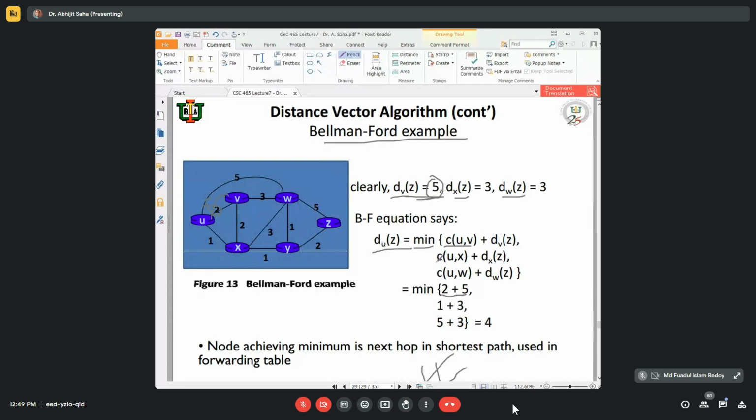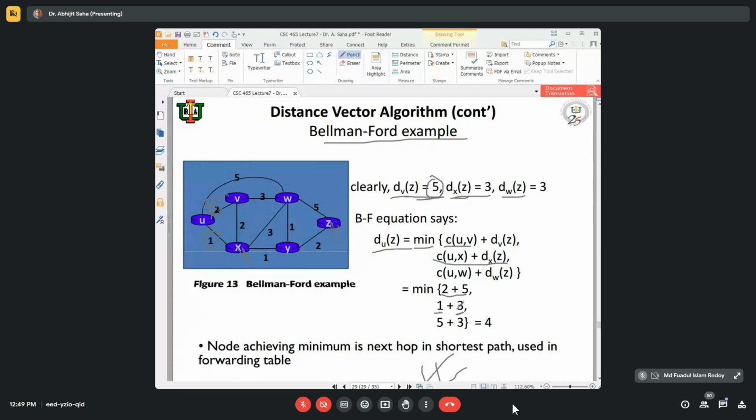Then another path is telling the cost of u to x. Your cost is 1. U to x, that is 1. And the cost of Dx to z. From x to z, what is the least cost path? That you have found here. Dx to z is 3. So that means 1 plus 3. You understand that for this formula? Cost of u to x is 1 and cost of Dx to z is 3.